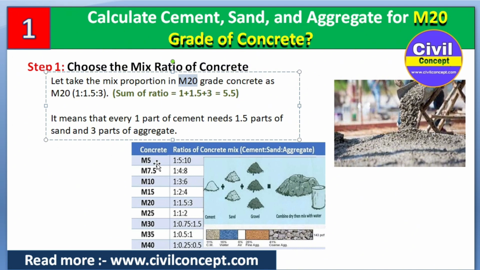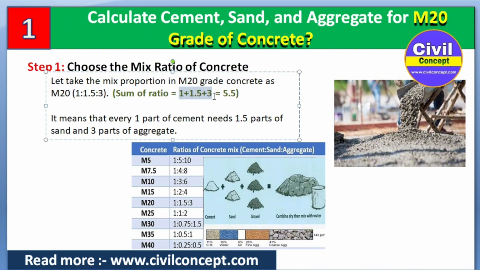You can see here for M5 you have to take ratio 1:5:10. For M10 1:3:6, M15 1:2:4, and M20 and so on. I am taking M20, and you can see in M20 we have to take cement, sand and aggregate ratio 1:1.5:3. So the sum of the ratio will be how much?